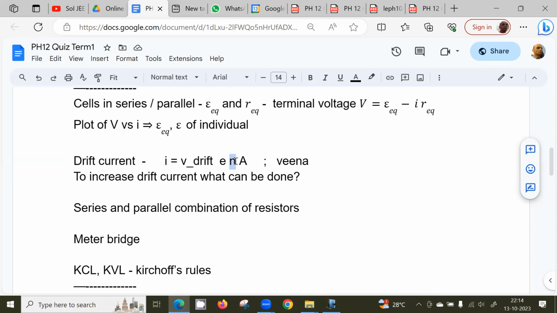So if the number of atoms in one metal is more compared to another metal, then the corresponding free electrons will be different. Whichever has more atoms per unit volume has more free electrons, so that will have more drift current. One way to increase the drift current is to choose a metal which has more charge carriers per unit volume, and I can also increase the cross-section area of the conductor. So I can increase drift current by these two methods. Also, drift velocity depends on the property of the material.